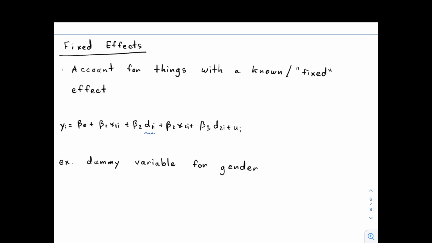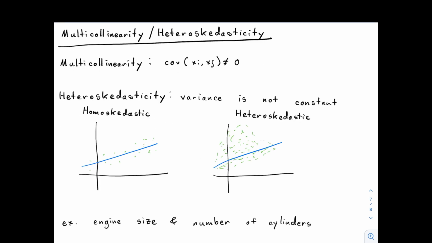Now, the last topic I wanted to bring up, although it's not necessarily a technique, quote unquote, it's something that you want to consider when you're trying to establish these type of models. And those are the idea of multicollinearity and heteroscedasticity.